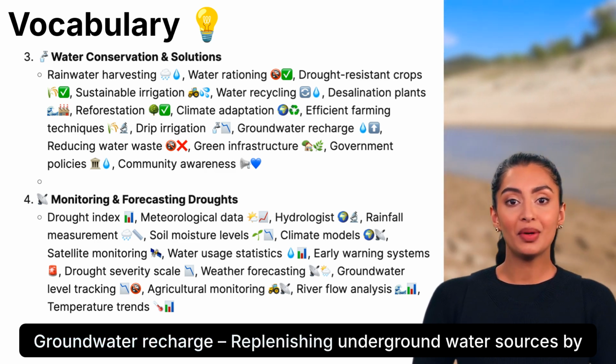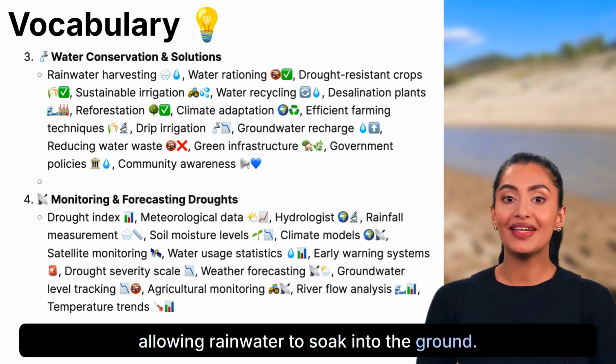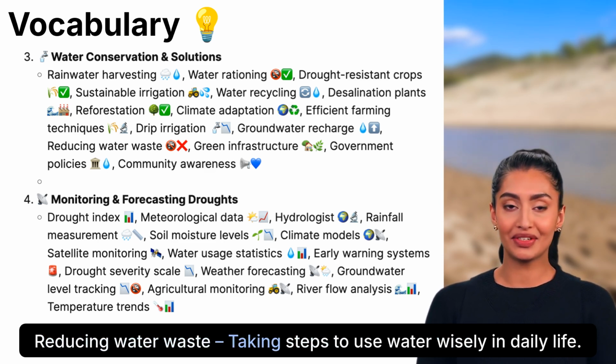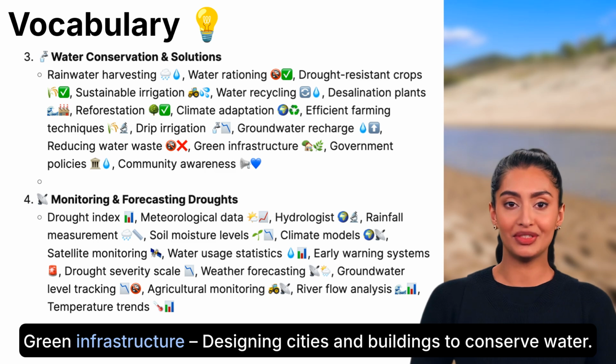Groundwater recharge, replenishing underground water sources by allowing rainwater to soak into the ground. Reducing water waste, taking steps to use water wisely in daily life. Green infrastructure, designing cities and buildings to conserve water.